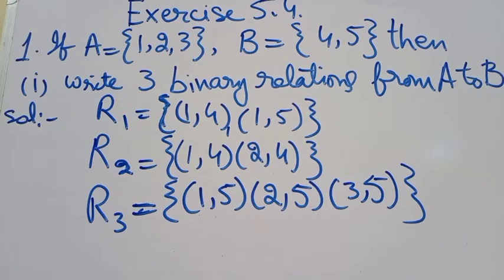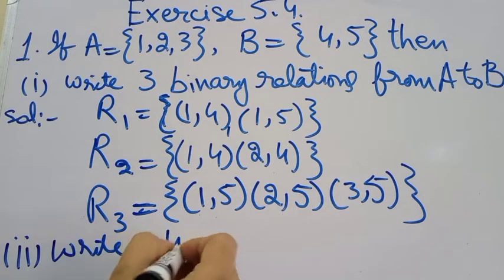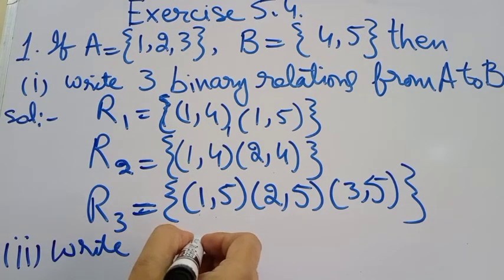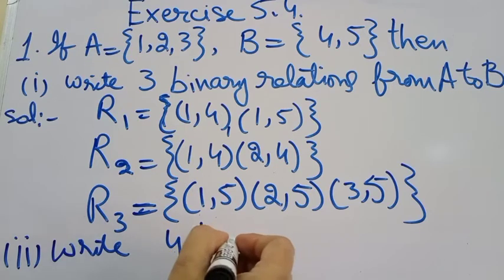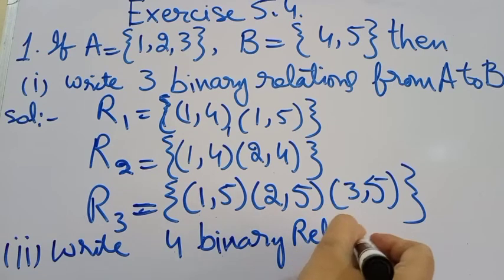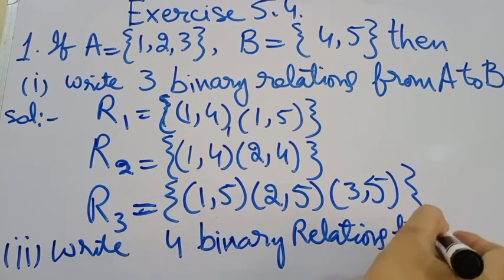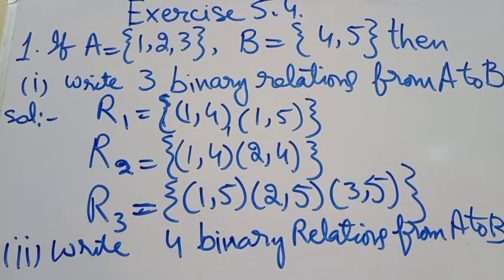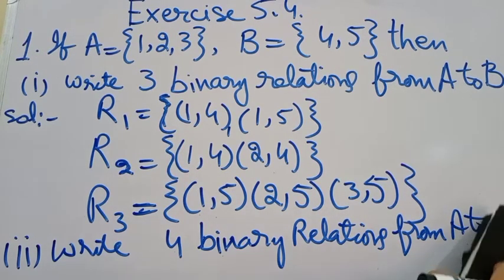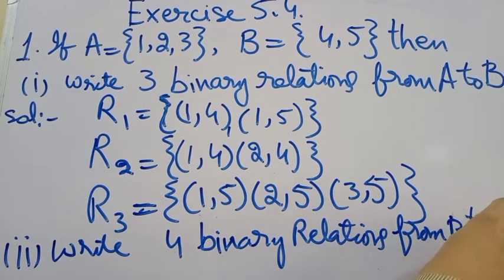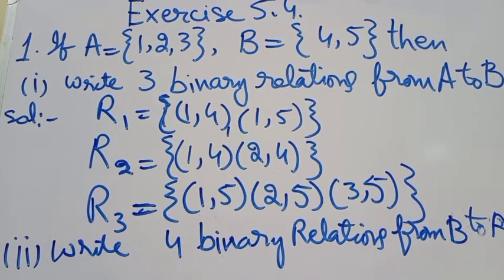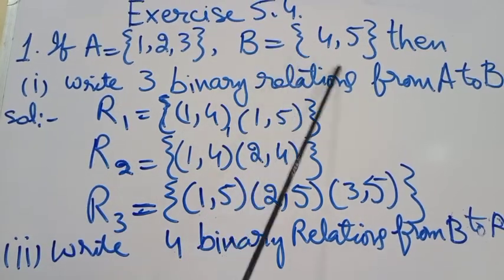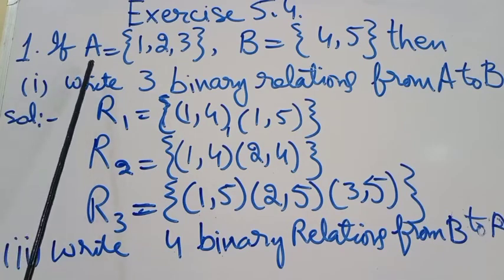Second question, in the first part, second is: write 4 binary relations from B to A. From B to A, it means all first elements are from set B. We have elements in set B, 4 and 5, and all elements in the second position are from set A.